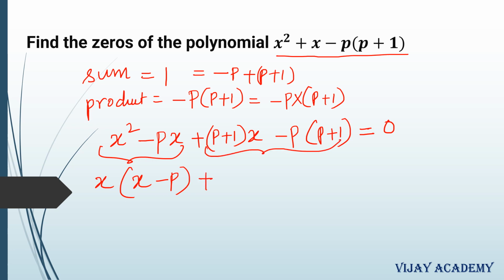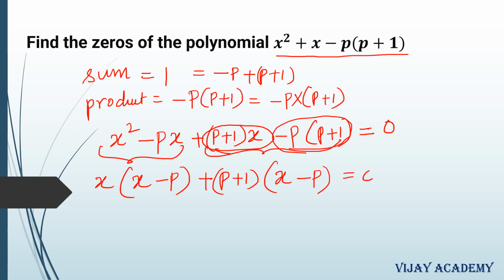Then the common factor from the next two terms is p + 1. Writing p + 1 outside the brackets, we divide these two terms by p + 1: dividing (p + 1)x by p + 1, we get x as the quotient, and dividing the last term by p + 1, we get the quotient −p, which is equal to 0. So now we got a common binomial, that is x − p, and we write the quotients from both the terms, dividing both the terms by x − p.